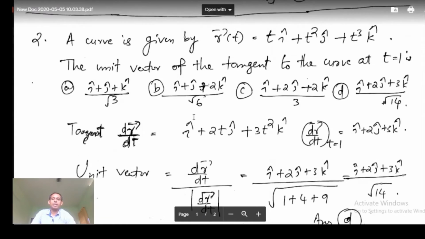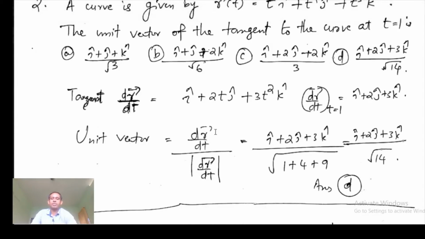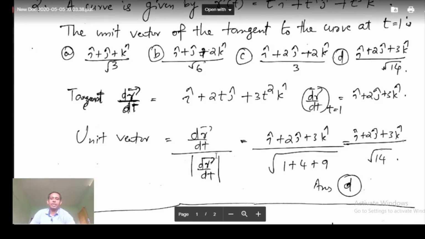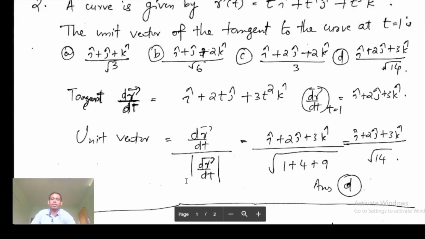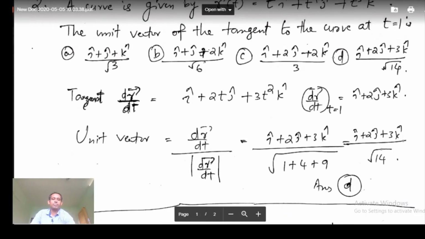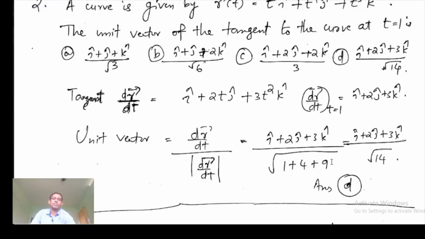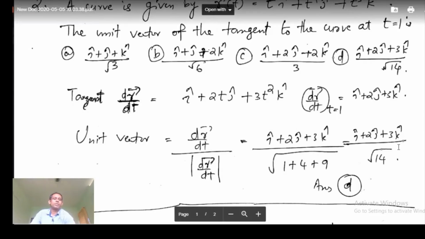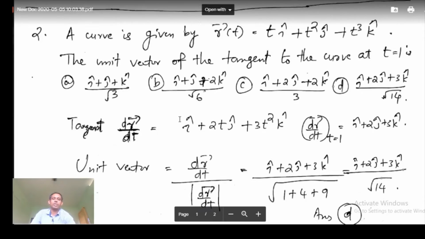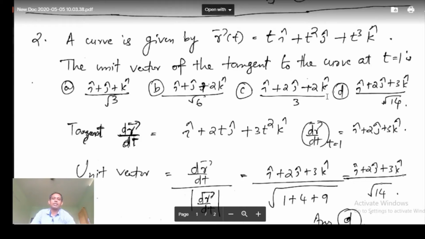Now we have to find the unit vector. So how can we find the unit vector? We divide this vector by its magnitude. Its magnitude is root of 1 plus 2 square plus 3 square, that is root of x square plus y square plus z square. So the unit vector is i plus 2j plus 3k over root 14. So in this, answer D is the correct answer.